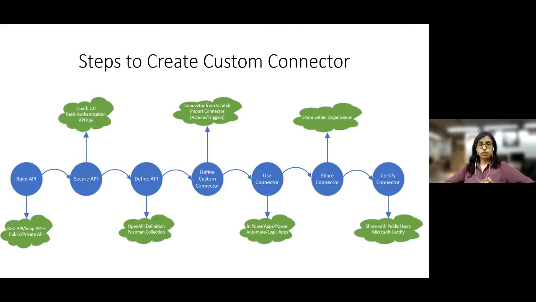Once that API is defined, you create a custom connector, or you can skip the define API step and directly create a custom connector from the Power Automate or Power Apps UI. When you create a custom connector from the UI, you will provide some general information about the connector. Then you will provide the actions the connector will do, and if you want that connector as a trigger, you will provide the trigger details of the custom connector.